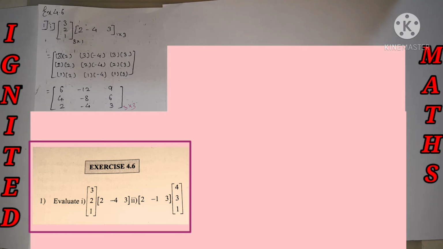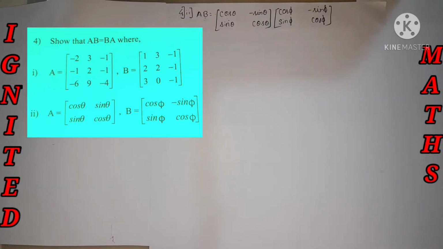Now the second sum also uses the same procedure, so you can even try it yourself. In this main question, we need to show that the AB matrix is equal to the BA matrix. The A matrix is given, and the B matrix is given. We need to find the matrix multiplication of AB and BA, and show whether AB is equal to BA. So let's get started.